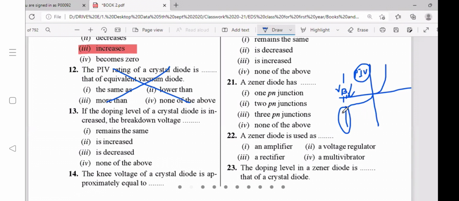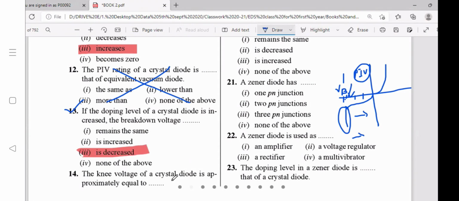If you dope more, this breakdown will come closer. So अभी PIV यहाँ पे है, ज्यादा डोप कर दोगे यहाँ आ जाएगा, और डोप करोगे यहाँ आ जाएगा. So if you increase doping, PIV will go closer to the origin. So that's why question number 12 is wrong. If the doping level of a crystal diode is increased, the breakdown voltage, just now you have told breakdown voltage, will go closer to origin. So the magnitude of breakdown voltage will decrease. So if the doping level is increased, the breakdown voltage will decrease.